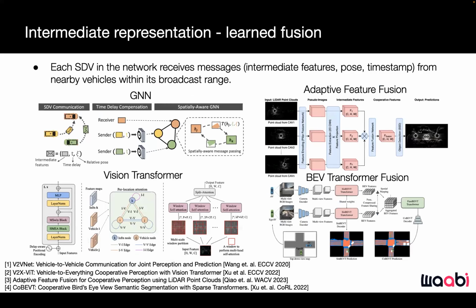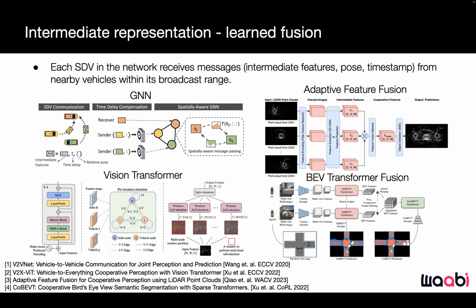And then for intermediate representations, there's not just what you send, but how you actually fuse them together. There are several works in the field from the past few years that we showcase here. You can use graph neural networks, adaptive feature fusion, and transformers for sending messages and fusing them together intelligently as best as possible. And as I mentioned before, with each of these messages you can associate metadata, like the pose of where the message is being sent from and the timestamp.